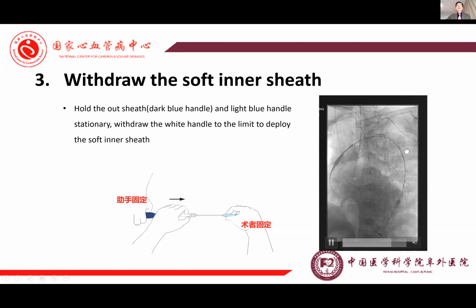Secondly, you may let your assistant take the branch valve out to release the branch stent graft. So that's the whole procedure.